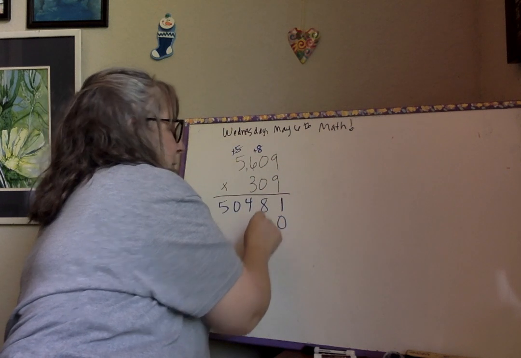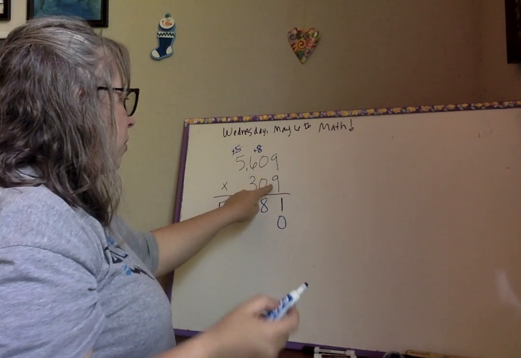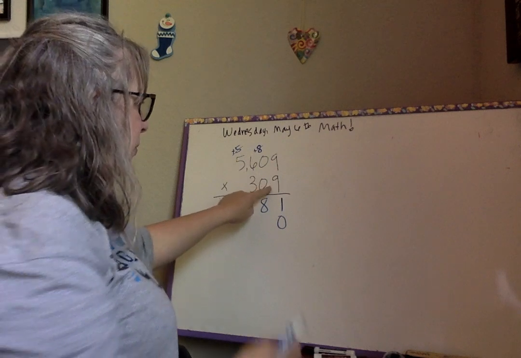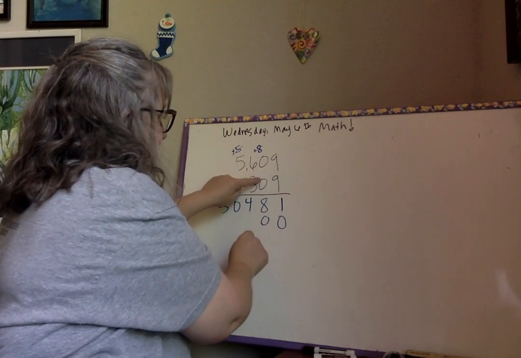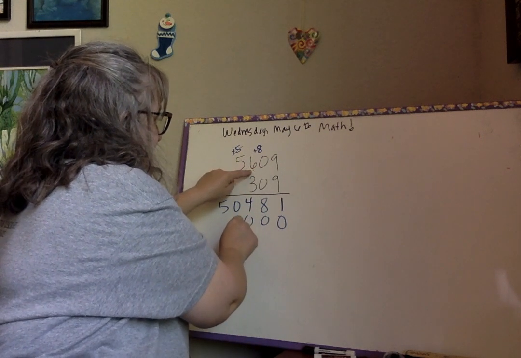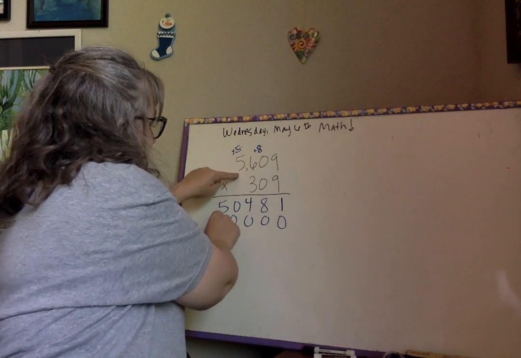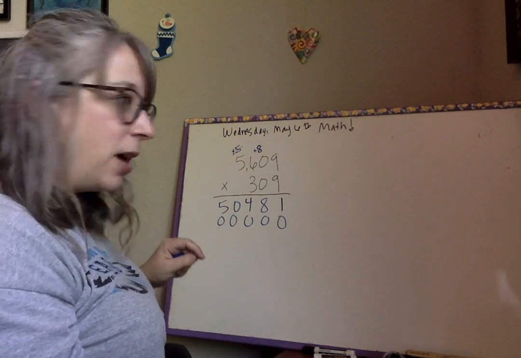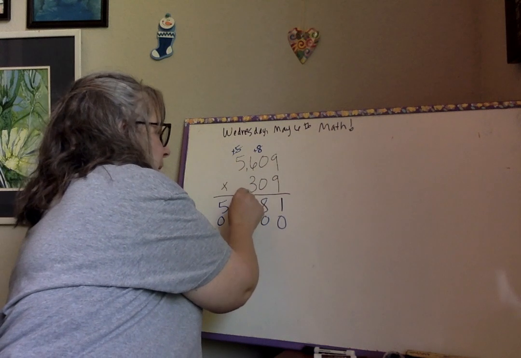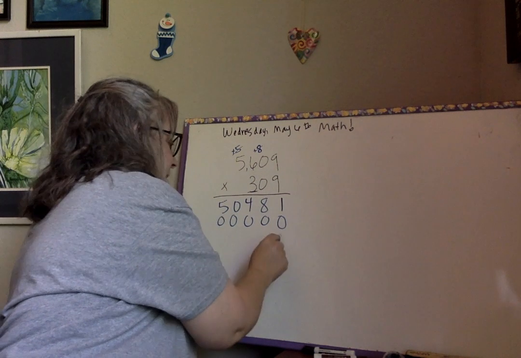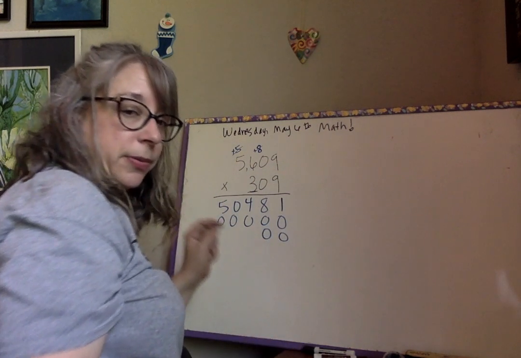Now, mark those out. You got to add a 0 into that ones place. Oh, look, 0, woohoo! 0 times 9 is 0. 0 times 0 is 0. 0 times 6 is 0. 0 times 5 is 0. Rock on. Now we're multiplying our hundreds place, so we have to add 2 zeros, okay?